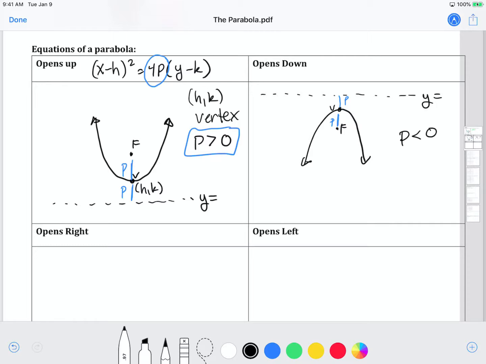Your equation would still be the same. You would have (x minus h) squared equal to 4p times (y minus k). The only difference in this case, if the parabola opens down, is that your p would be negative. So you would have a negative coefficient in front of the y.